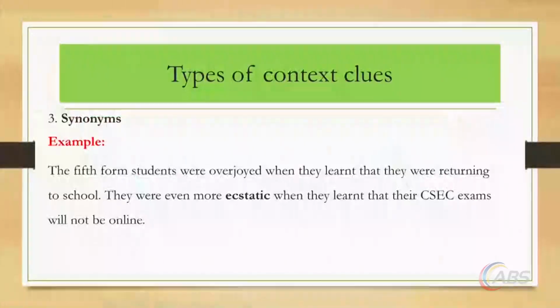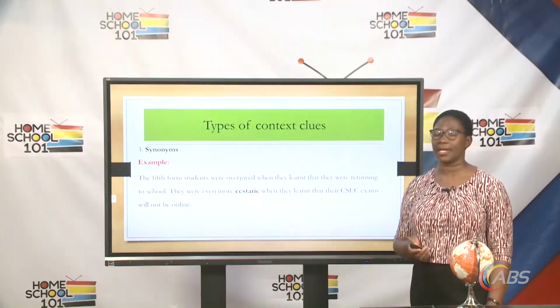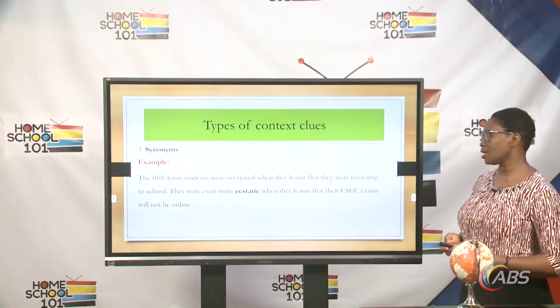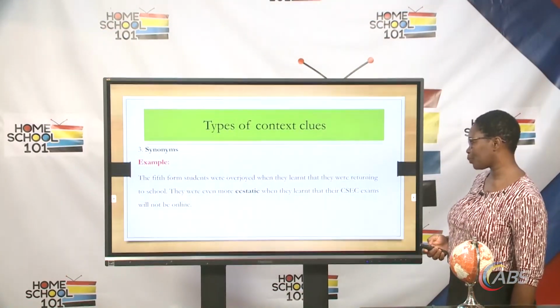The third would be synonyms, another example of context clue. Synonyms. Example, the fifth form students were overjoyed when they learned that they were returning to school. I hope that's true. They were even more ecstatic when they learned that their CSEC exams will not be online. Well, don't quote me on the last part of this passage.